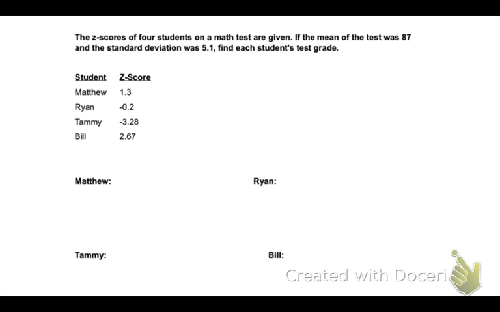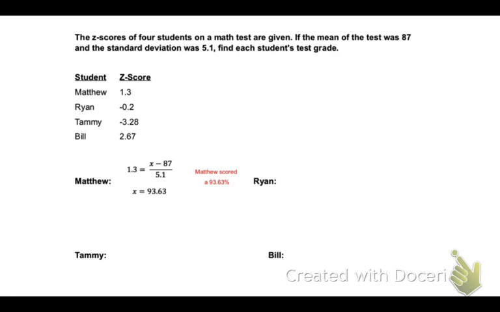So rather than plugging in for our data point, we're actually going to plug in for the z-score and work backwards. So for Matthew, we would take his score: 1.3 equals x minus 87, divided by 5.1. When we solve that algebraically, we would see that he scored a 93.63.